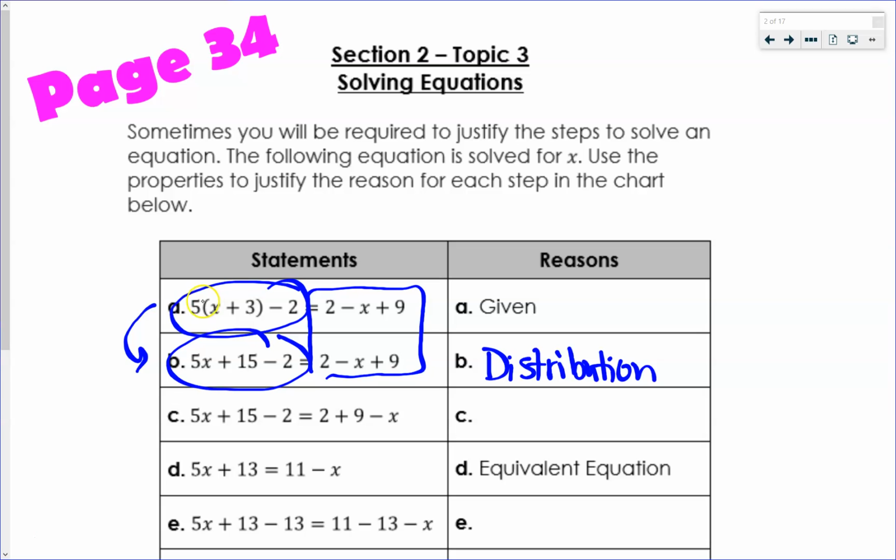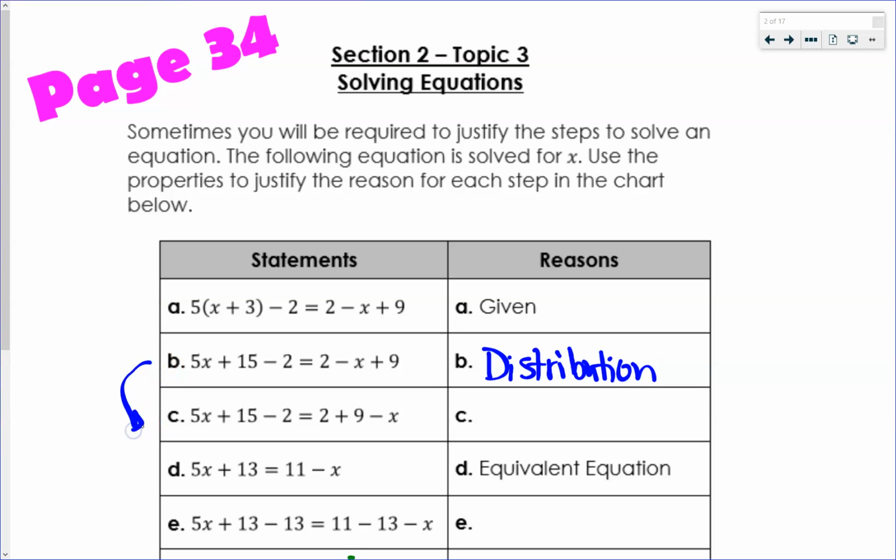All right, the 5 got distributed to the x and the 3 to get 5x plus 15 because we multiply when we distribute. All right. Do it again from part B to part C. We look at what's different. This side, the exact same, but over here, if you notice, it goes 2 minus x plus 9 to 2 plus 9 minus x. So if you notice between these two, it looks like they switched the negative x and the 9, so they switched the order.